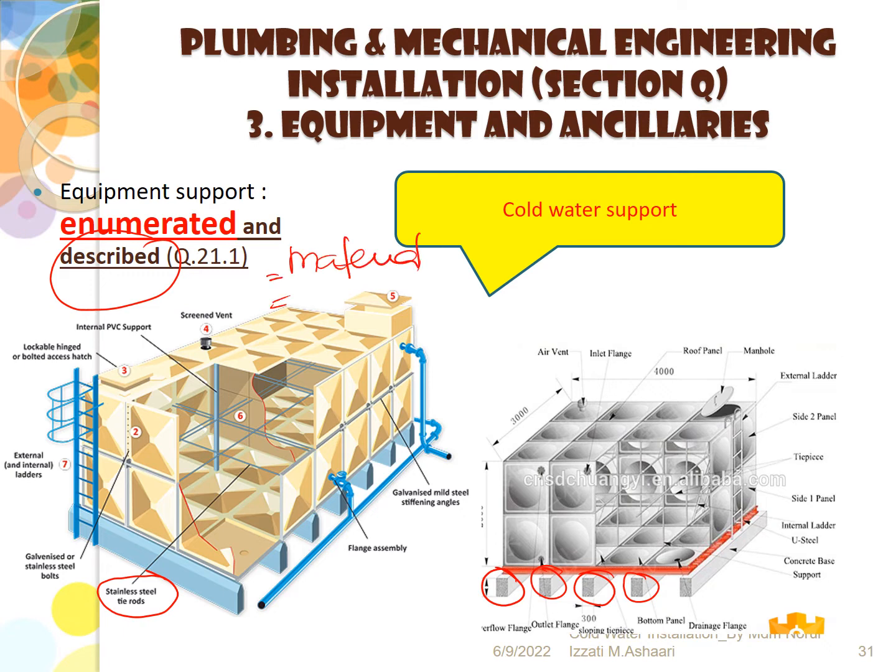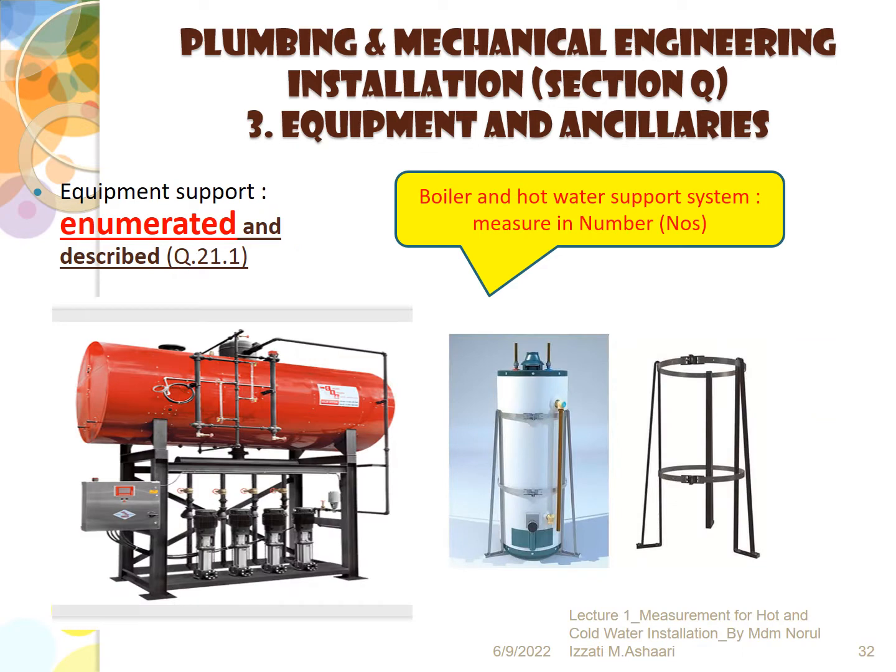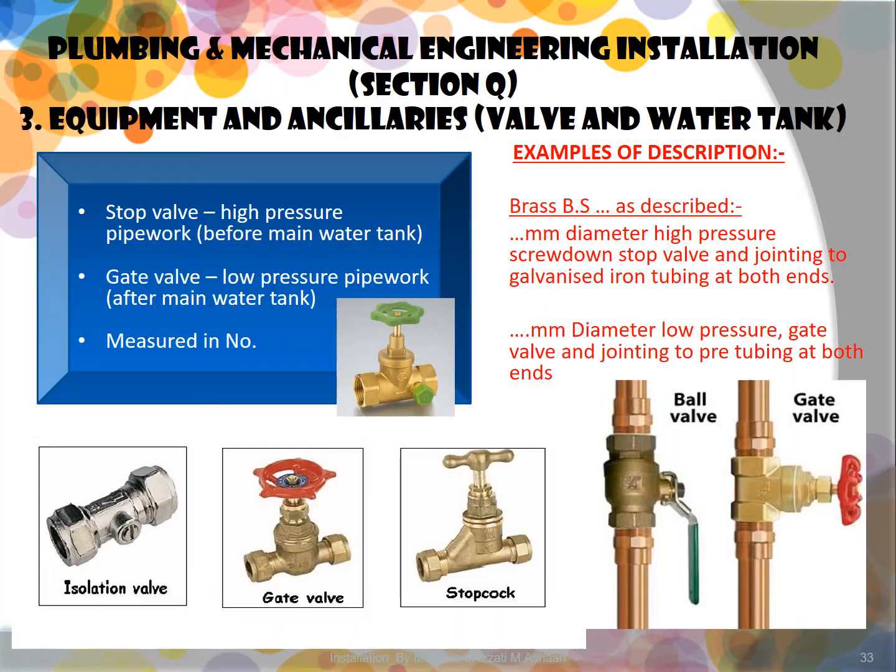Okay. Now, the next example for the equipment and ancillaries applicable for the hot water system, you always see the boiler. This is the boiler, and this is actually the support for the item, the support for the equipment. So that has to be measured separately, unless this support actually comes together with the boiler. So you can put CW complete with the support.